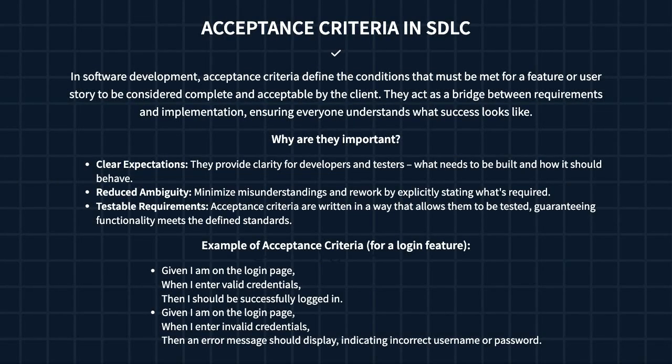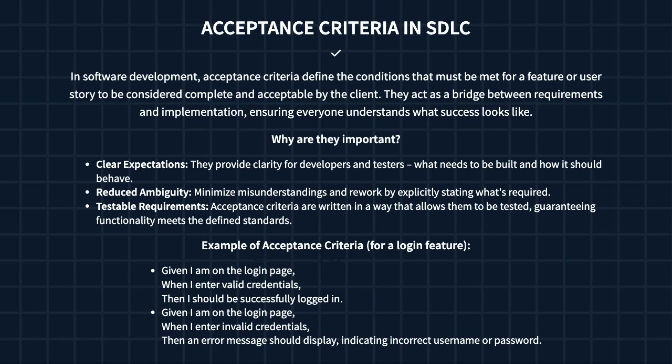Okay, so let's talk about acceptance criteria. Think of them as your checklist for a feature. They're the specific things that need to be true before we consider it finished and working correctly. They really help everyone involved, developers, testers, and clients, stay on the same page. They ensure the team understands exactly what done means.